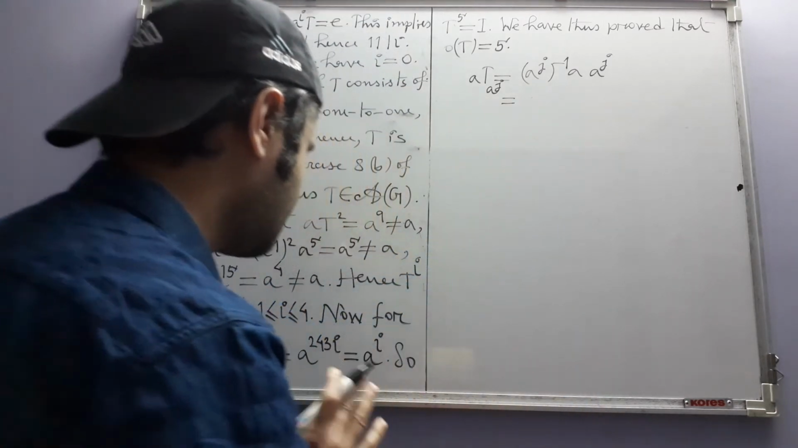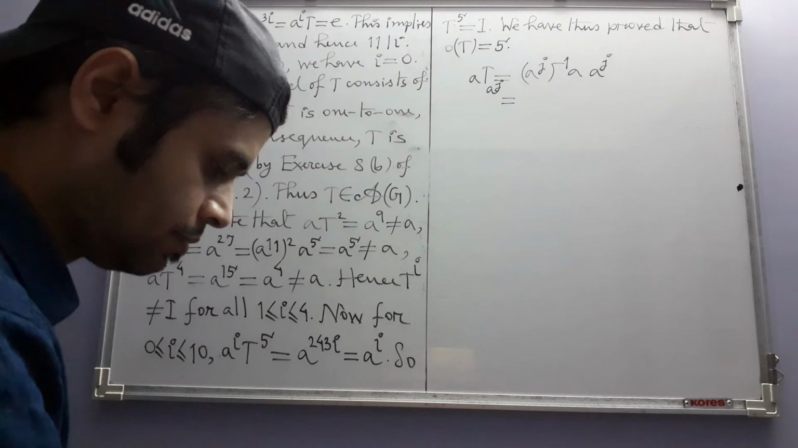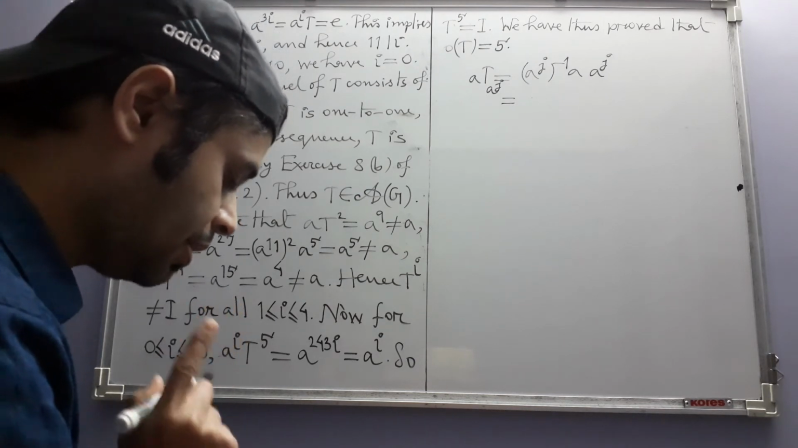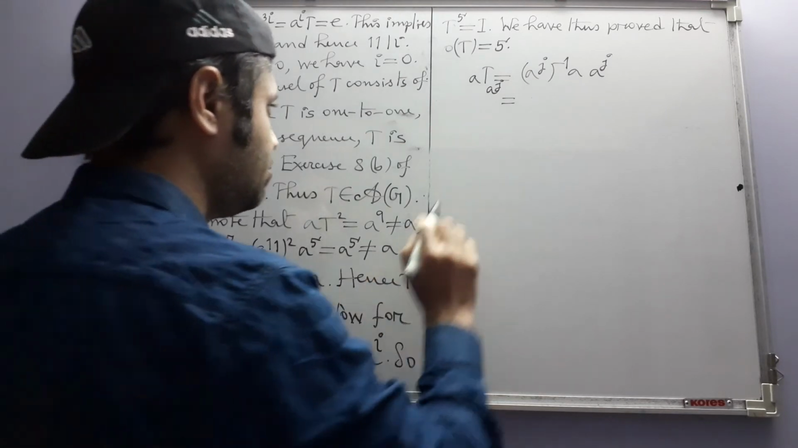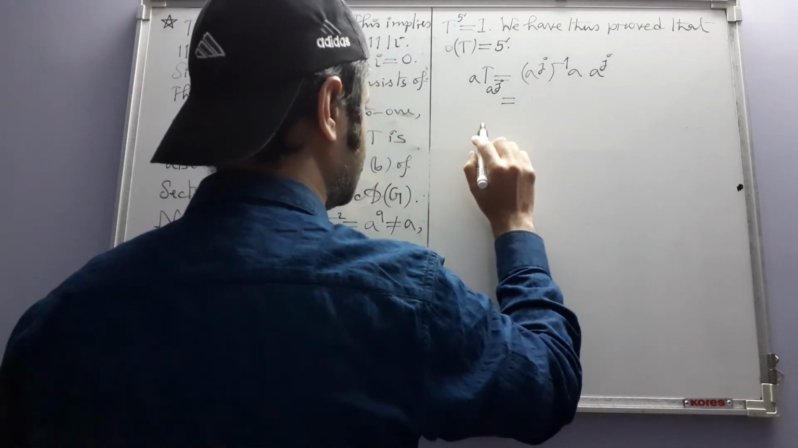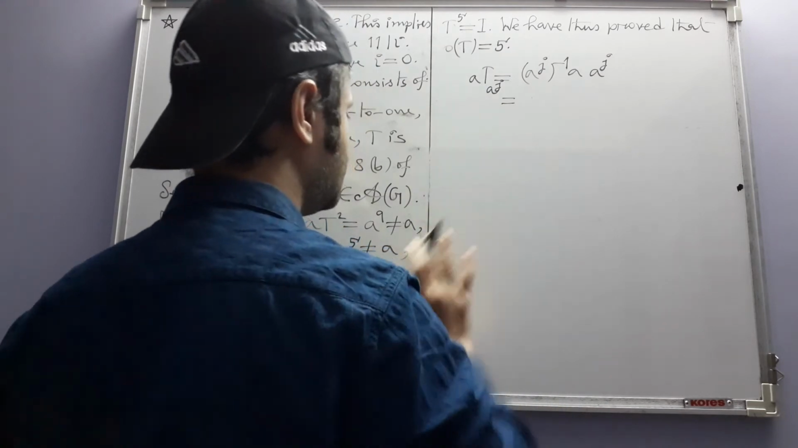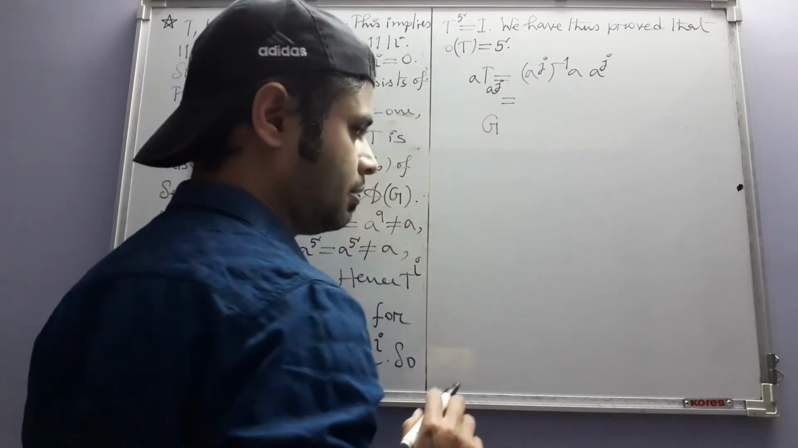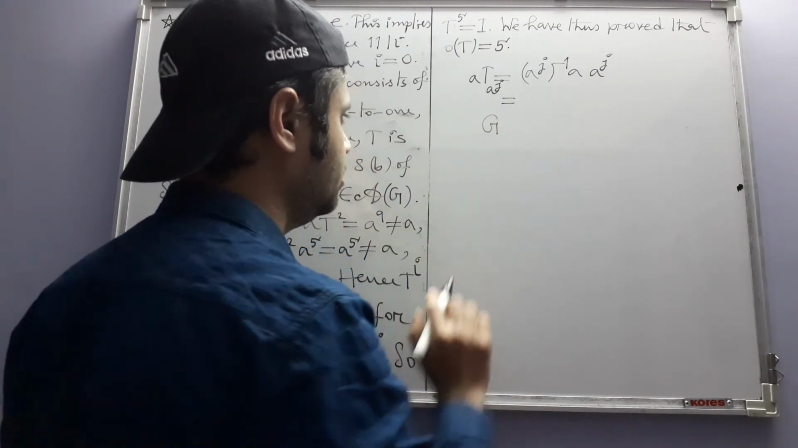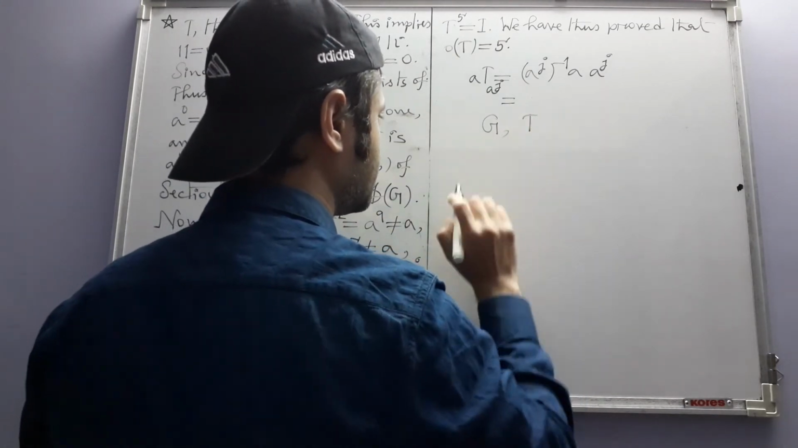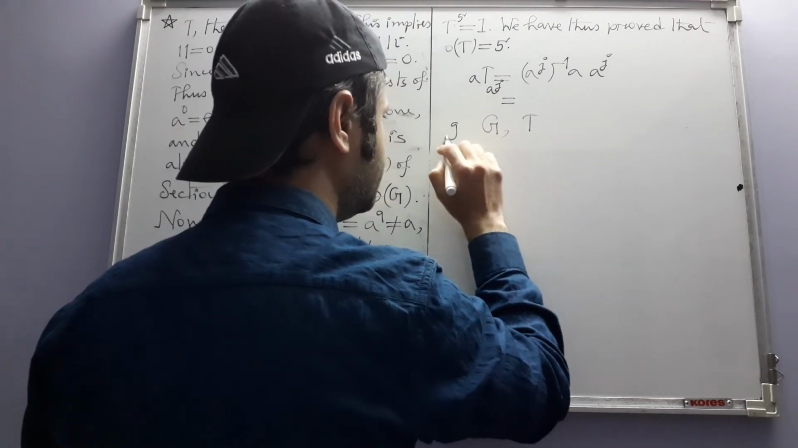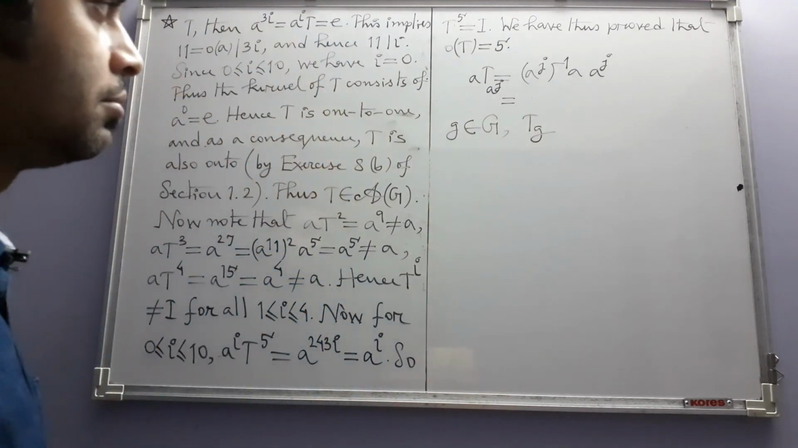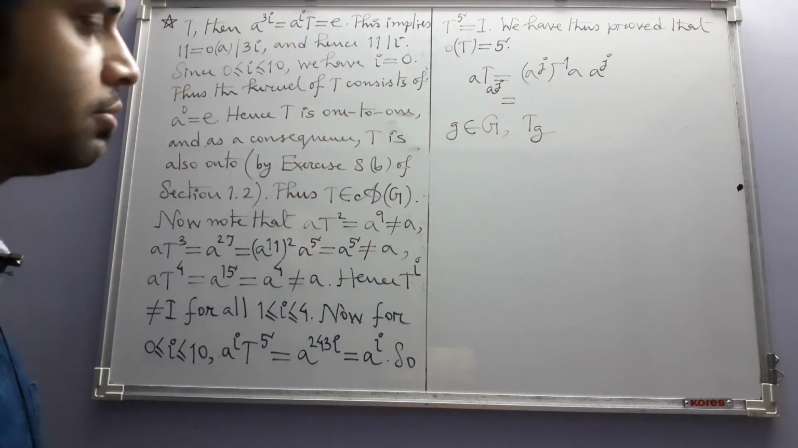Oh, am I missing something obvious here? Our group is abelian. Let me digress for a moment. Let us take a general abelian group G, and let us take an element g in G, and let's consider the inner automorphism T_g corresponding to g.